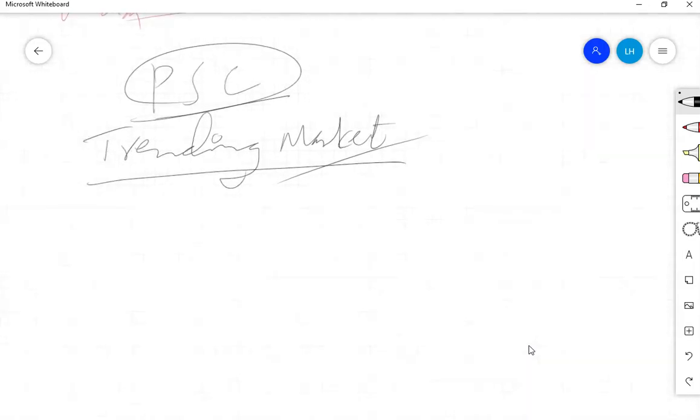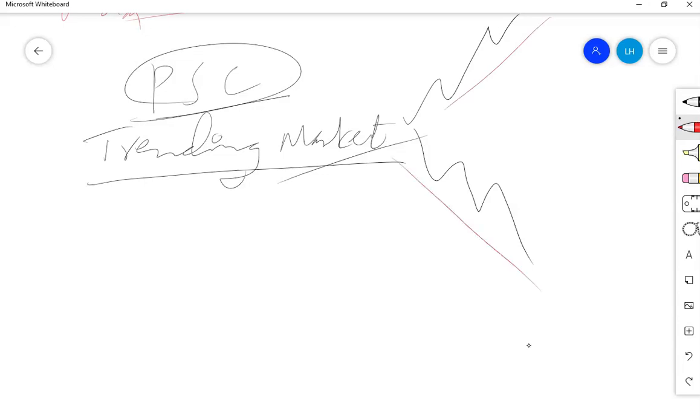Now a trending market can be trending upward, or it may trend downward. In any trending market, except for the sideways movement of the market, whether it trends upward or downward, you can apply the PSC strategy.